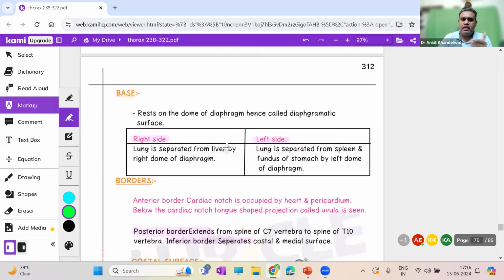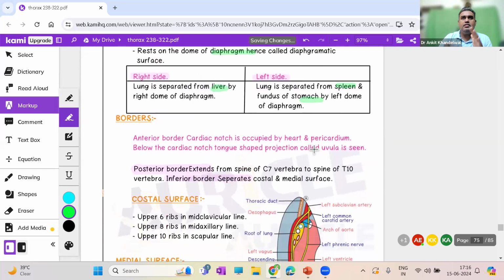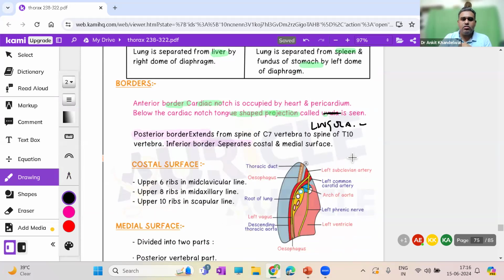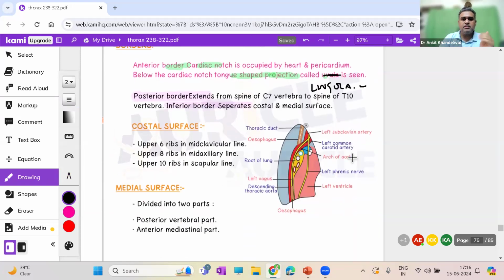The base rests on the dome of the diaphragm. On the right side, we have the liver below, and on the left side you have the spleen and the stomach. These relations can be there. Anteriorly, the anterior border is occupied by the heart. On the anterior border we have the cardiac notch, and below the cardiac notch, on the left side particularly, we have a projection. That is not the uvula, it is the lingula, like a tongue. So just go through these images and you'll understand where exactly the lungs are.